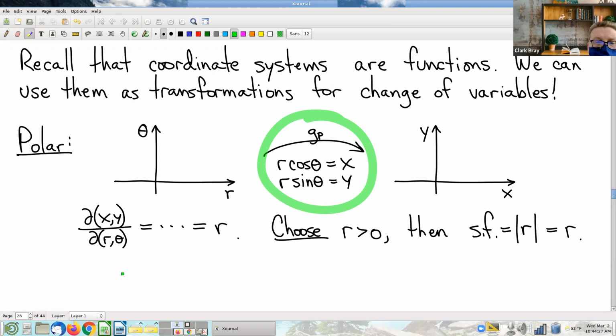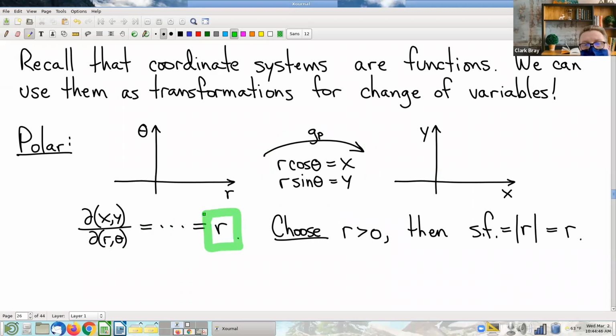And so this is how you would do it. You compute this determinant, and you have to do some algebra. Yada yada yada, the algebra. Y'all can fill in the blanks on that. It's not that bad, a little bit of trig. And it turns out that the determinant in question is just r, which is very nice.